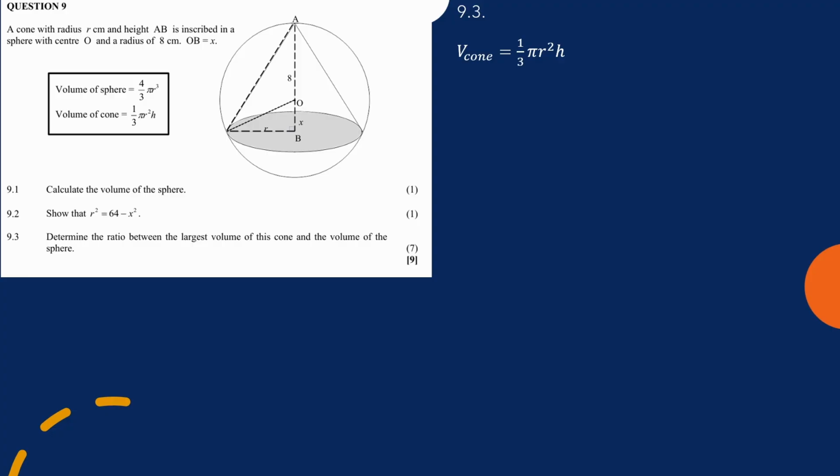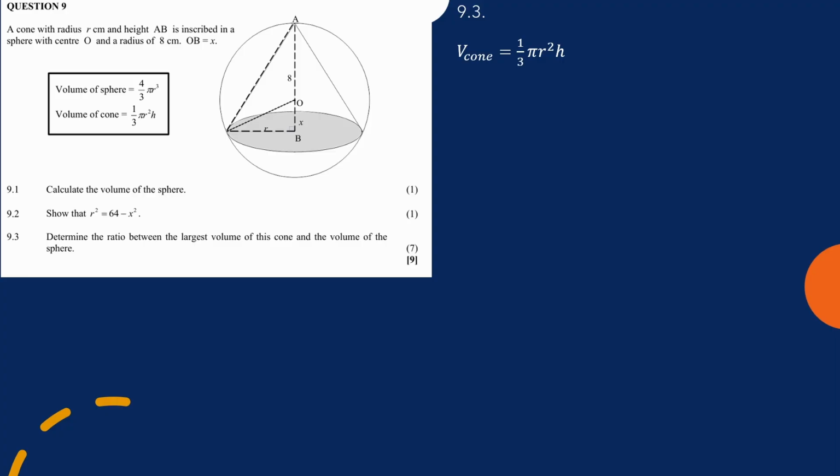And now, my variables, I need to represent them in terms of x. Hence 1 over 3 is a constant, I don't need to worry about that. Pi is also a constant, I don't need to worry about that. R squared, however, is not a constant, it's a variable, and hence I need to convert that into x, and h is also a variable. I need to convert that to x. But I know that recently I've shown that r squared is equal to 64 minus x squared, and hence for r squared I'm sorted. Now let's look at h, the height of the cone.